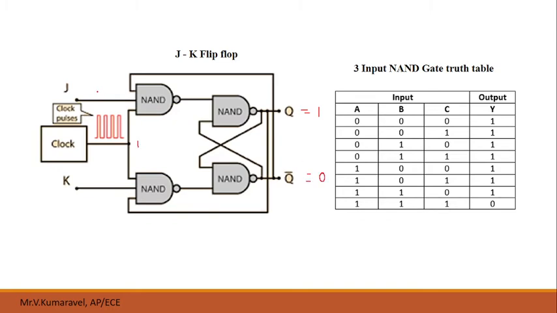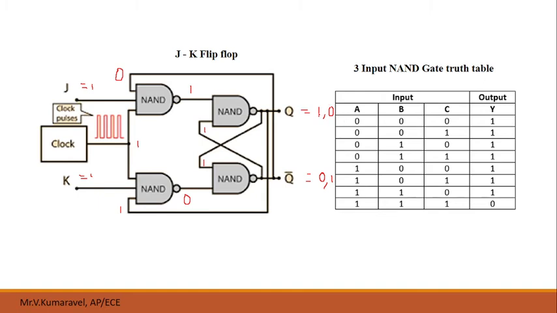Okay, clock pulse equal to 1, J equal to 1 and K equal to 1. So now this 1 is applied here and 0 is applied here. So now what happens? If any of your inputs is 0, your output is 1. If all your inputs are 1, output is 0. When this 1 comes here, if any one of your inputs is 0, your output becomes 1. Now this 1 is applied to your input, your output Q changes to 0. So now what happens? It will toggle.